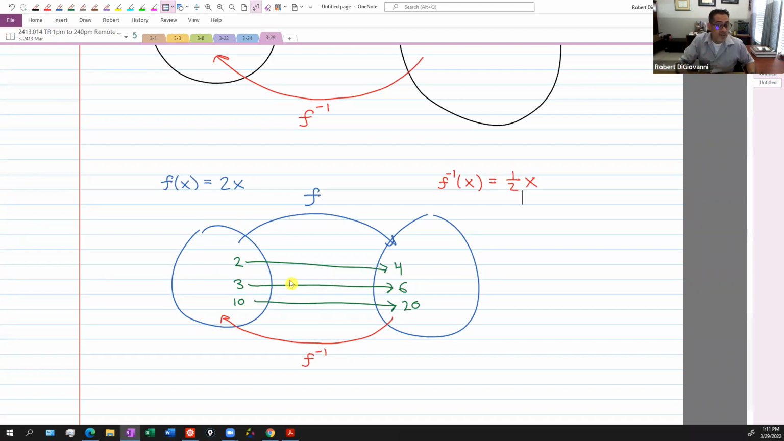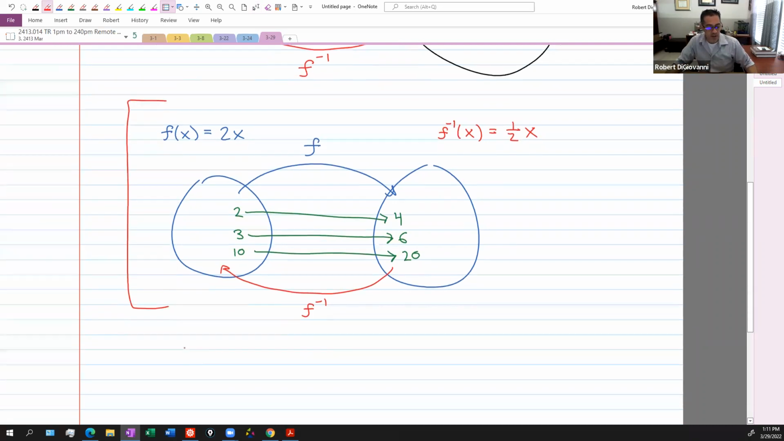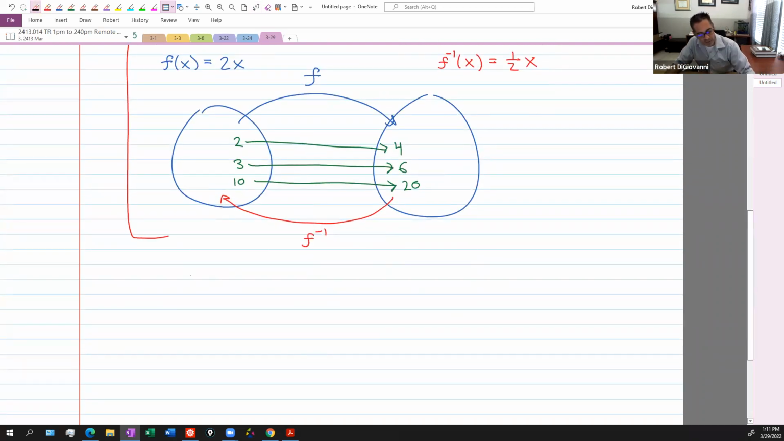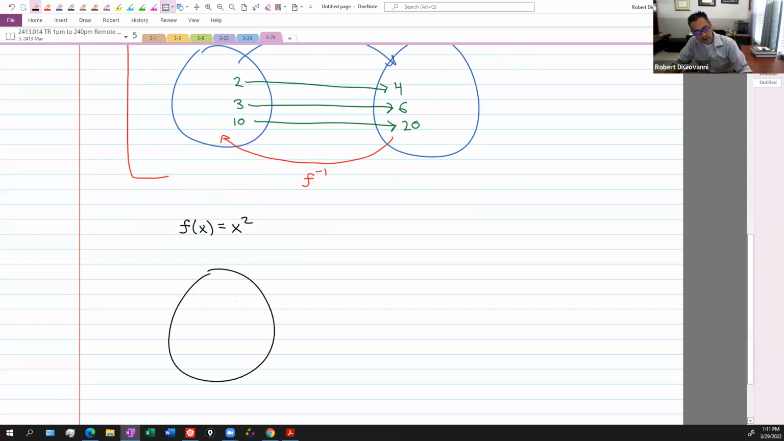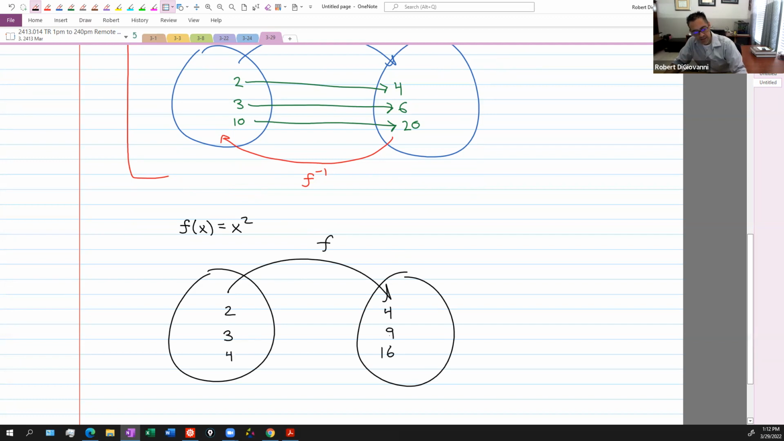They don't always. Not every function has an inverse. This is one example of one that does. Let me give you an example of a function that does not have an inverse. If I take the function f of x equals x squared, then the function f would take, let's say, 2 over to 4. It would take 3 over to 9. It would take 4 over to 16.